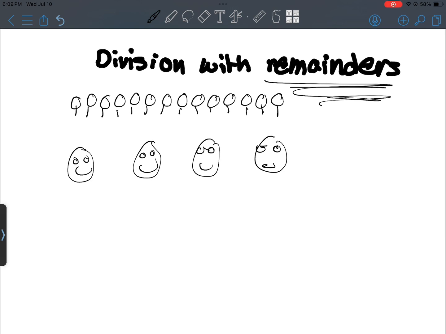Now, I'm going to use repeated subtraction, which is one of the methods I showed you before, to solve this question. 14 divided by 4 equals question mark, because we don't know that yet.